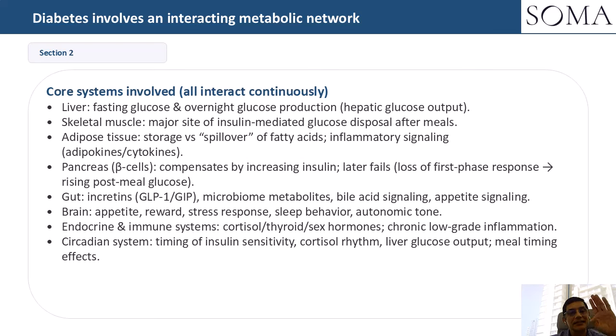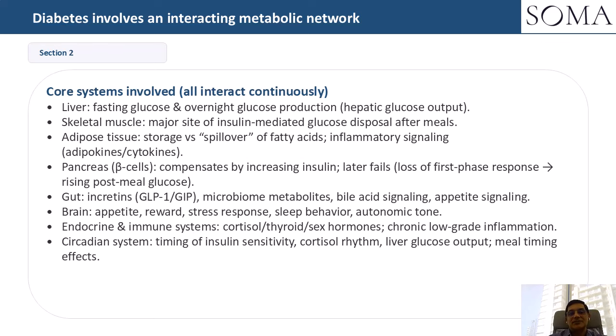And finally, the circadian rhythm. Circadian rhythm is not just sleep timings. It is a timing system that regulates insulin sensitivity, cortisol rhythm, appetite hormones, liver glucose output and post-meal glucose response. And if circadian rhythm is disrupted by shift work, by late night eating, sleep deprivation, glucose control worsens even without changes in calories. Shift work, late night shifts and sleep deprivation. So beware, these three things could cause diabetes. That is why the same meal eaten at 9 p.m. can produce a very different glucose response compared to the same meal eaten at 9 a.m.